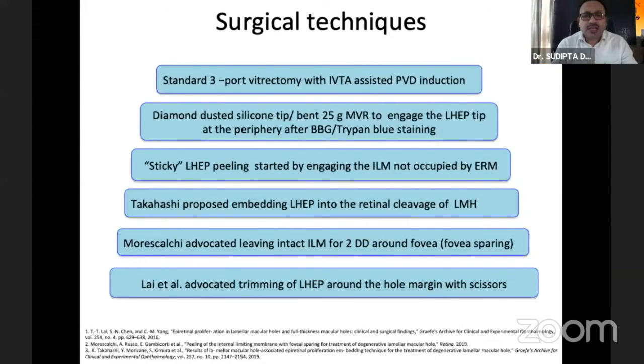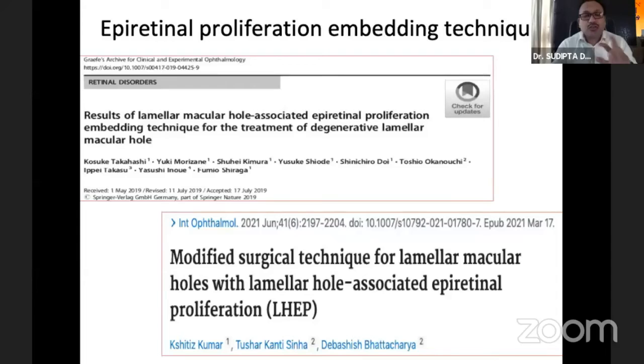So surgical techniques: I'll go into the video directly, but there are a few techniques. Takahashi planned embedding of LHEP in the retinal cleavage for better closure of LMH. Moreshalsi advocated leaving intact ILM around the fovea, also called the foveal sparing technique. And Lai et al. advocated trimming of the LHEP around the whole margin with scissors. The first one was the embedding technique for the treatment of degenerative lamellar macular hole by Takahashi, and the next one is a modified surgical technique.